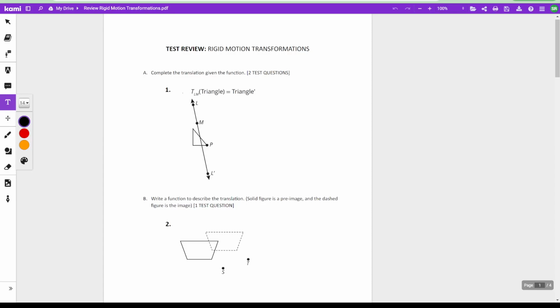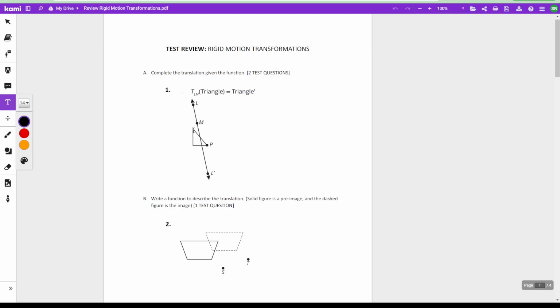This is the review for the test over rigid motion transformations. Question 1 says to complete the translation given the function. There's going to be 2 test questions about this. So here we read this as capital T for translate the triangle in the distance and direction of L to M to get triangle prime.